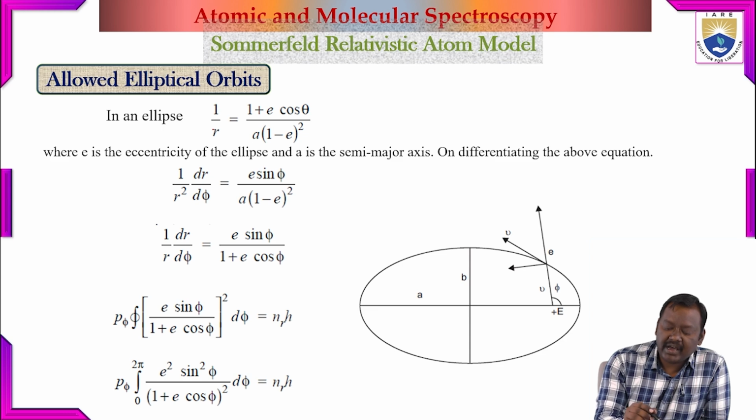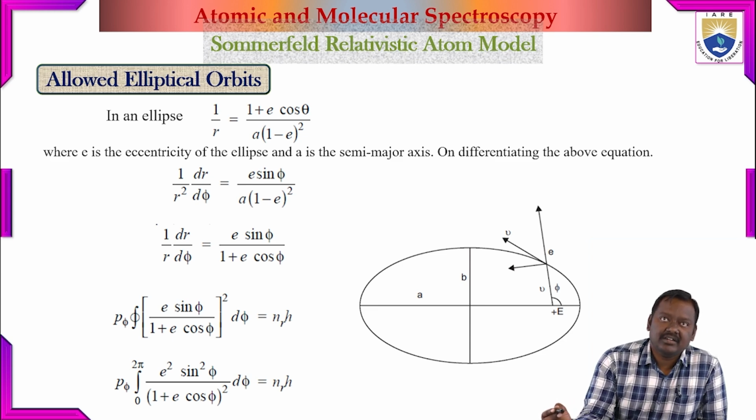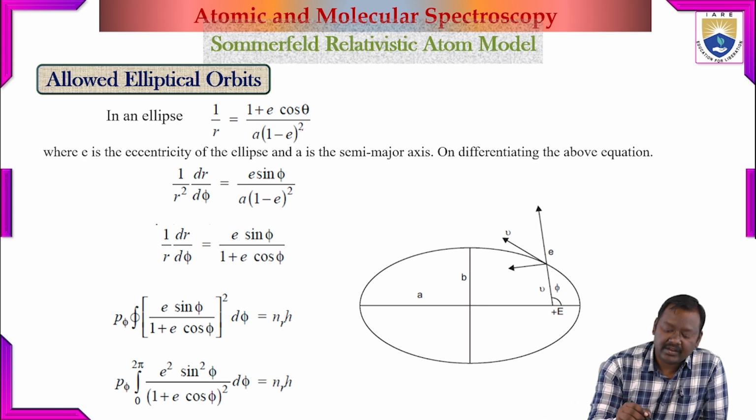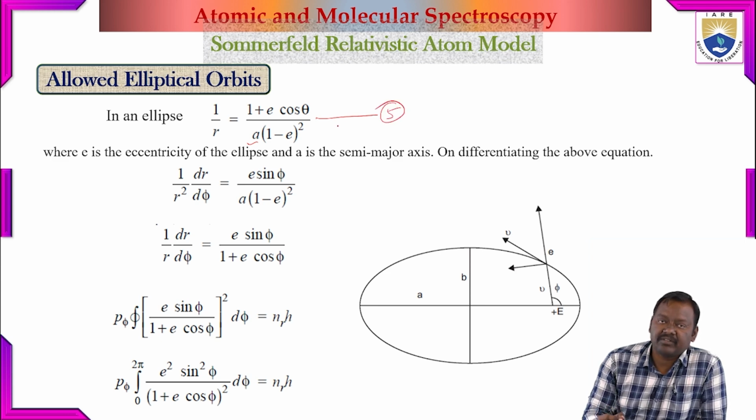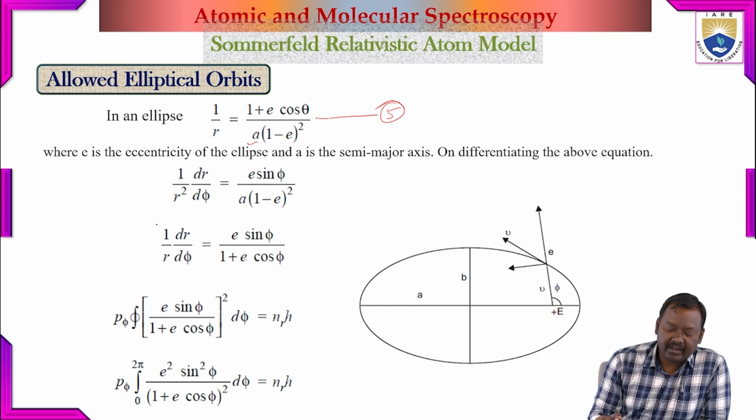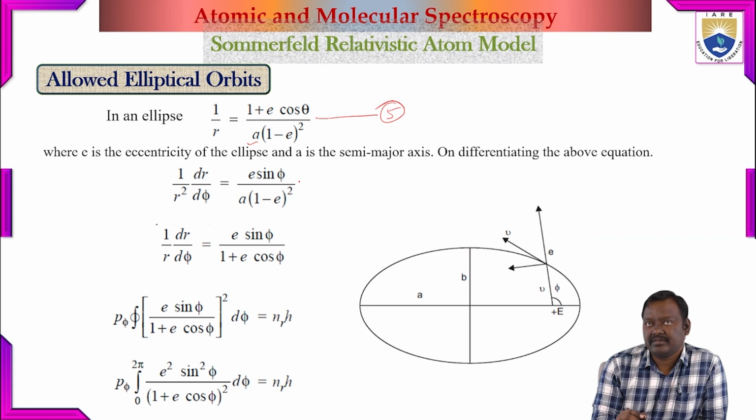So this is the relation: 1/r equal to (1 + e cos φ)/(a(1 − e²)). So let us differentiate it. Here r is the radius vector, e is the eccentricity of the ellipse, and a is the length of the semi-major axis. Let us take this as equation number 5. On differentiating equation 5, we are getting 1/r² dr/dφ equal to e sin φ/(a(1 − e²)).